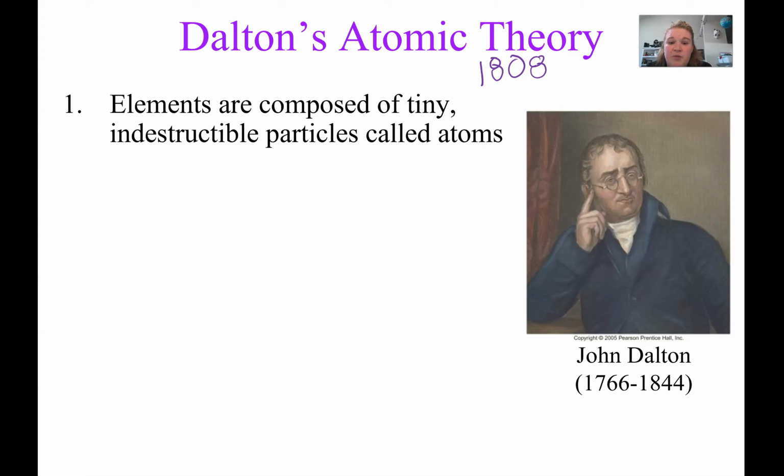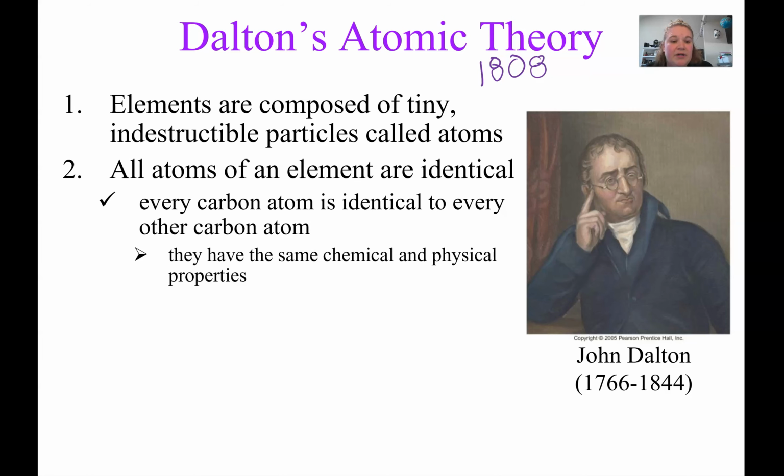Dalton's atomic theory has 3 parts. The first part says that elements are composed of tiny, indestructible particles called atoms. So this is really the same thing that the philosophers said. The second part says that all atoms of an element are identical. So that means that every carbon atom is the same as every other carbon atom. And a carbon atom is not the same as a sulfur atom. The physical properties and the chemical properties are what's going to make them identical.